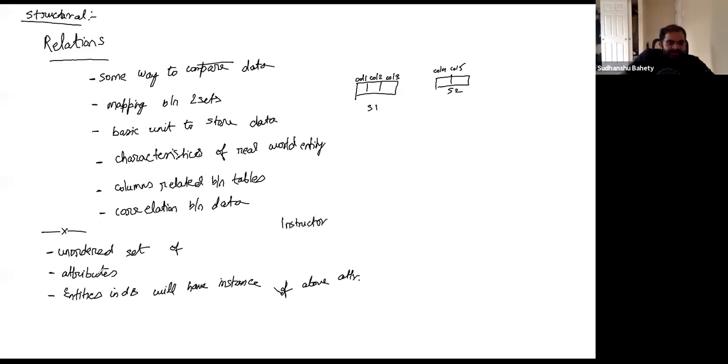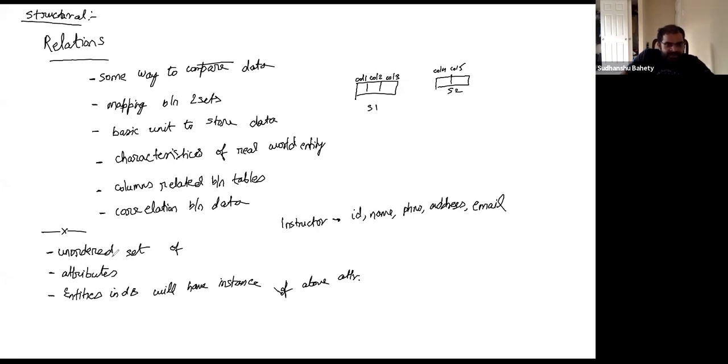What do you mean by attributes? So instructor will have some attributes, right? What are the attributes? It will have an ID, it will have a name, it will have phone number, it will have address, it will have email, right? So these are all the attributes for instructor.